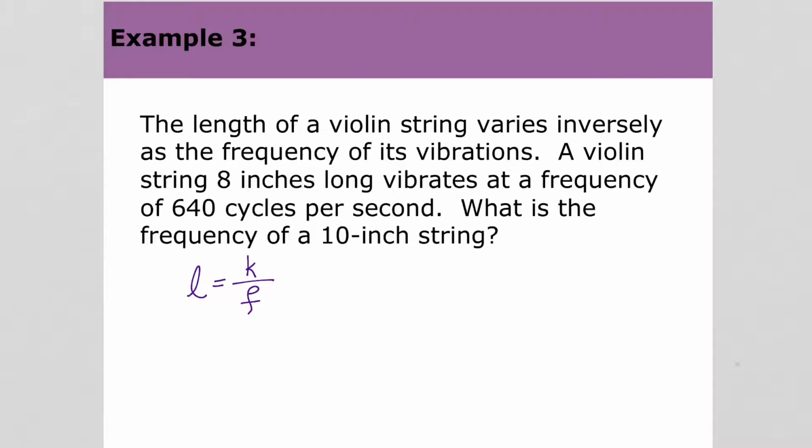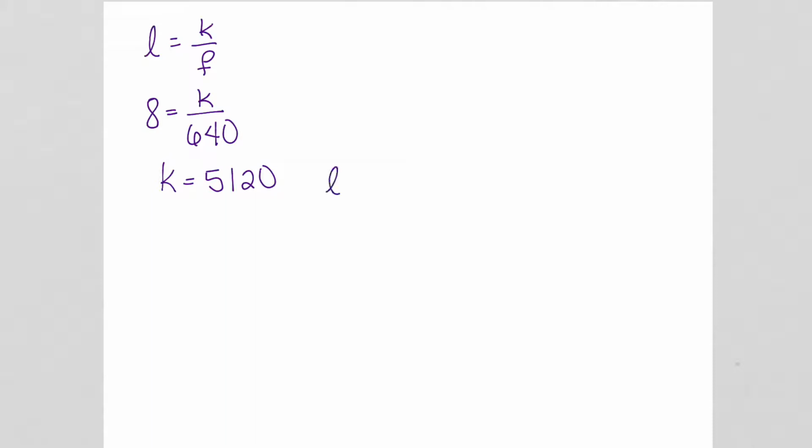The length varies inversely by the frequency of its vibration. We've just plugged in for y and x. A violin string 8 inches long vibrates at a frequency of 640 cycles per second. So again, our first step is to find K. So multiply by 640 and we get 5,120. That's our K. Now we can plug in K to find an equation that will work at any time.